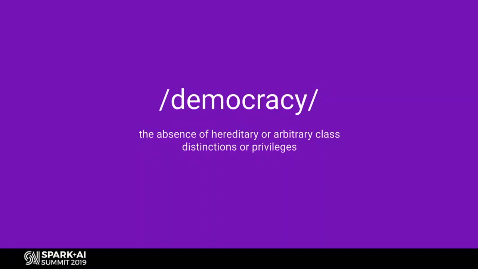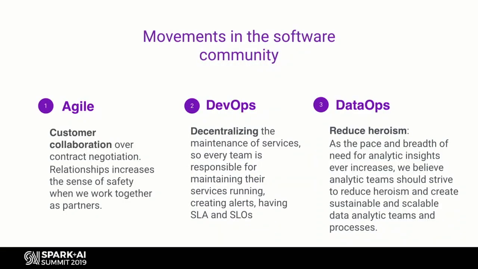We are a Clojure company, with 300 plus engineers doing Clojure, and in every Clojure talk, you have a definition from the dictionary. So ours is democracy. What is democracy in this sense? It's the absence of hereditary or arbitrary class distinctions or privileges. In our context, it means that everyone who wants to use data can use it, and there's no distinction. Even though I'm not a super technical user who knows Spark and data pipelines, I'm still able to use the tooling and the data available at Nubank to make better decisions. And that's a pretty common movement in the software industry.